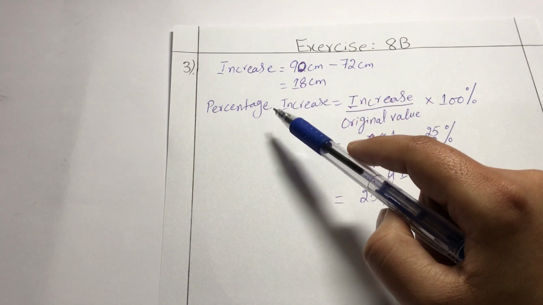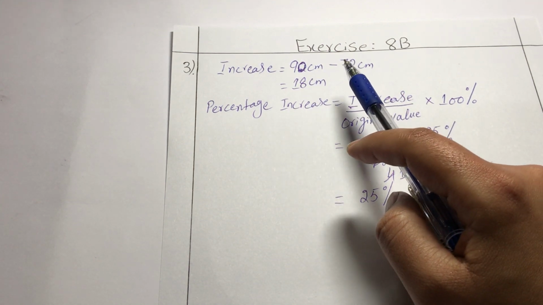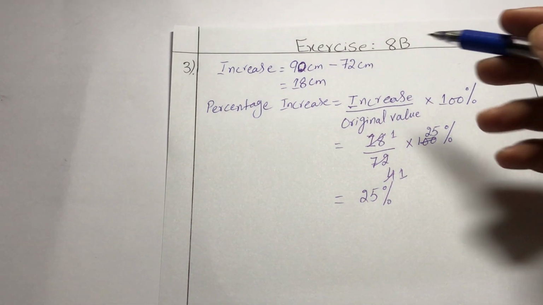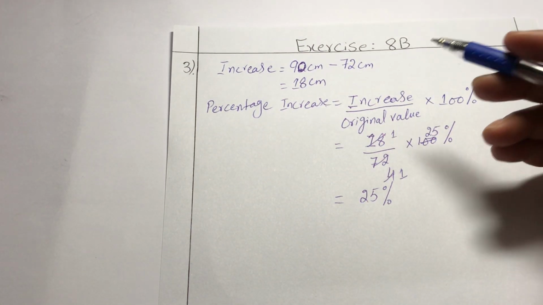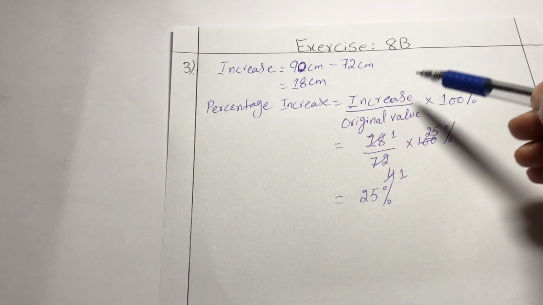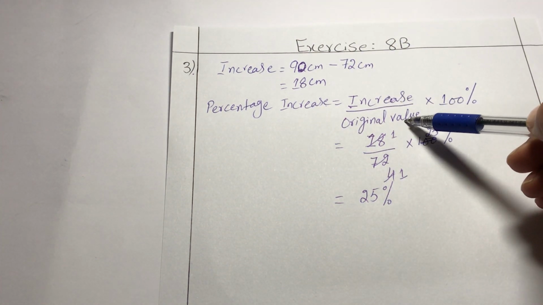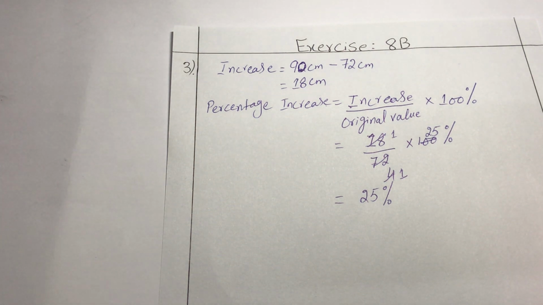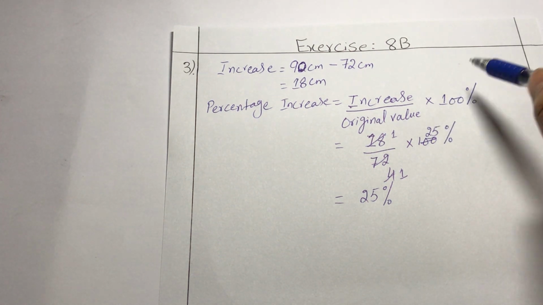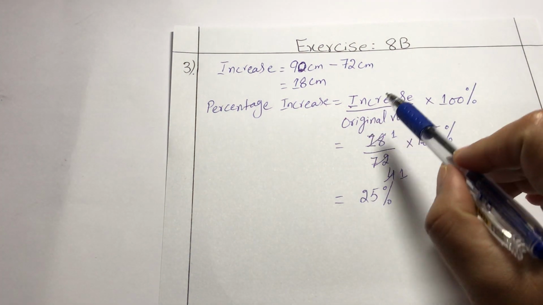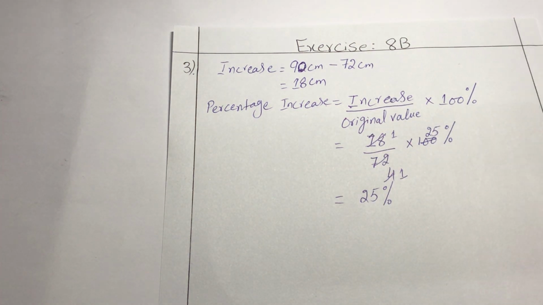When you find the percentage increase or percentage decrease, the formula will be the same. The difference is that you will replace the word increase with the word decrease, right? So increase over original value multiplied by 100%. To convert a fraction into a percentage, we always multiply with 100%. Put the values and do the simplification. You will get your answer. Right? Now let's see your next question, number 5.